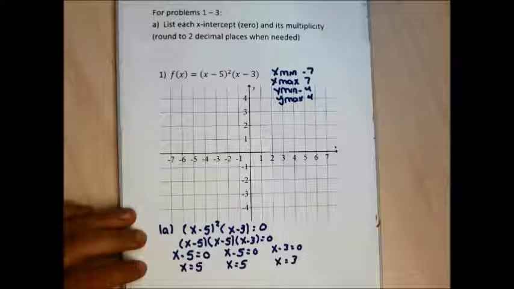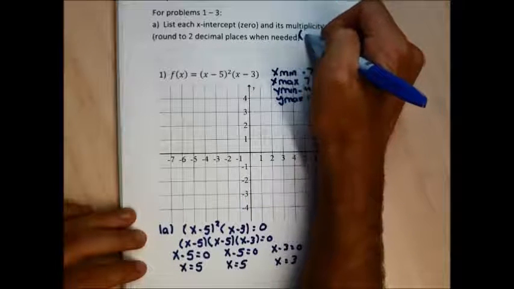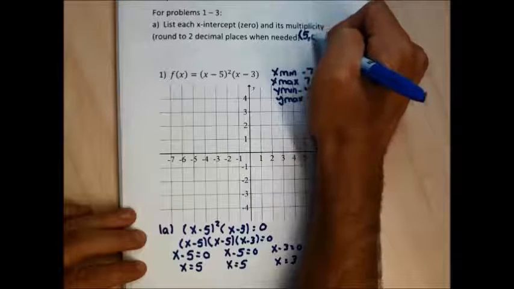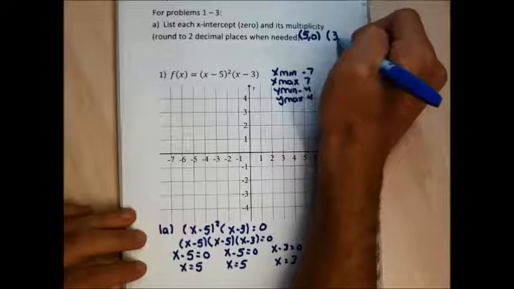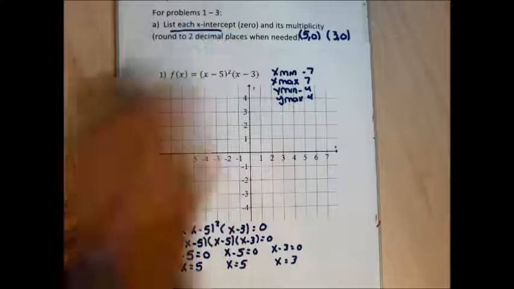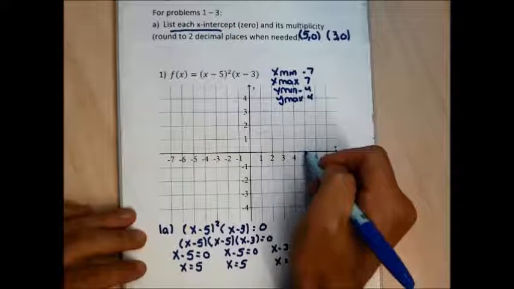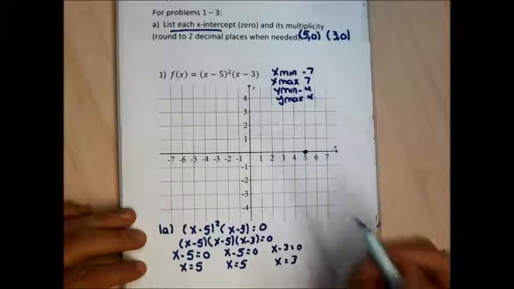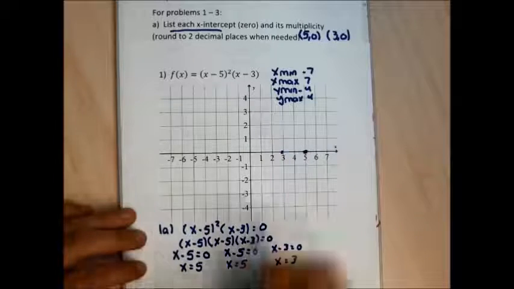For my answer to part A, the x-intercepts are just going to be the points (5, 0) and (3, 0). That's half of the answer to part A. That's listing each x-intercept. I'm going to plot those on my graph with a dot. I'll make a dot at the point (5, 0), a dot at the point (3, 0).